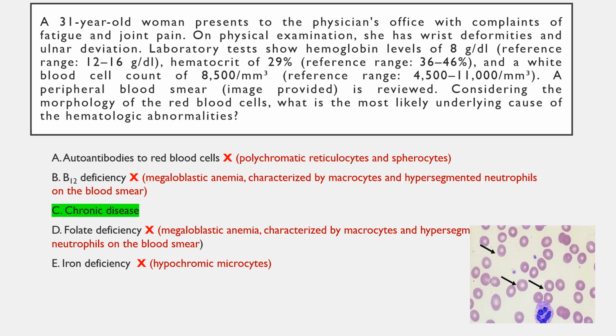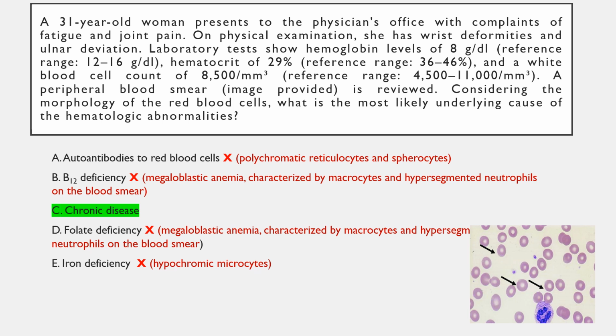Option A, autoantibodies to red blood cells, is incorrect, as the peripheral blood smear would have shown many reticulocytes appearing as polychromatic. There would also be many spherocytes because of bits of cell membrane of damaged red blood cells which are removed by the spleen.